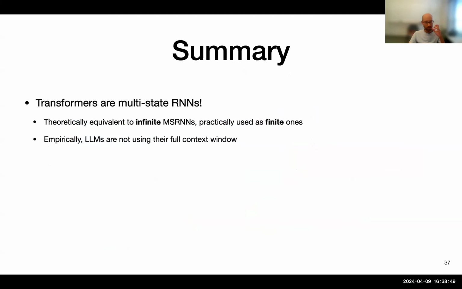So to summarize, we've seen that transformers are multi-state RNNs. They're theoretically equivalent to an infinite MSRNN with a growing multi-state size that potentially grows infinitely if you don't stop it. They're practically used as finite ones because in practice we cap it at 4096 or whatever, and we show that they are not really using their full context.